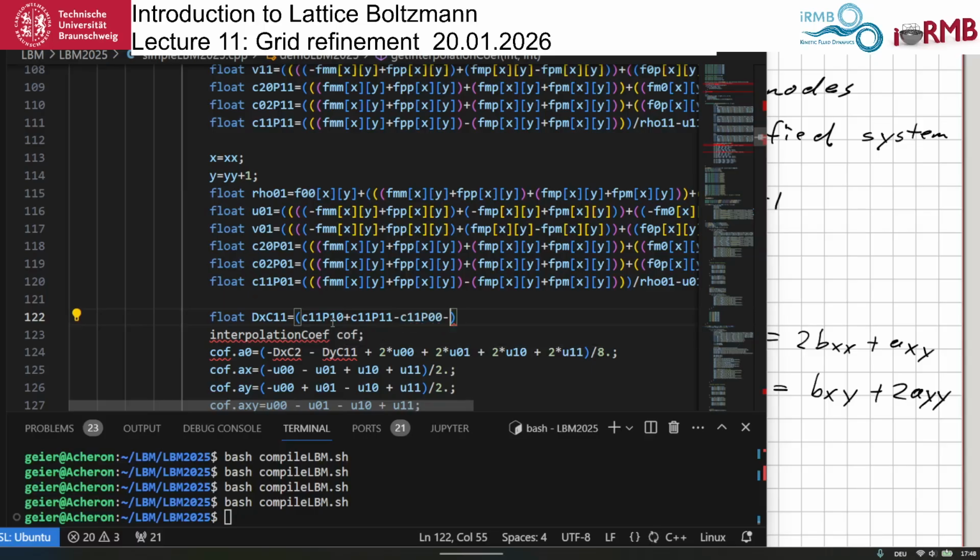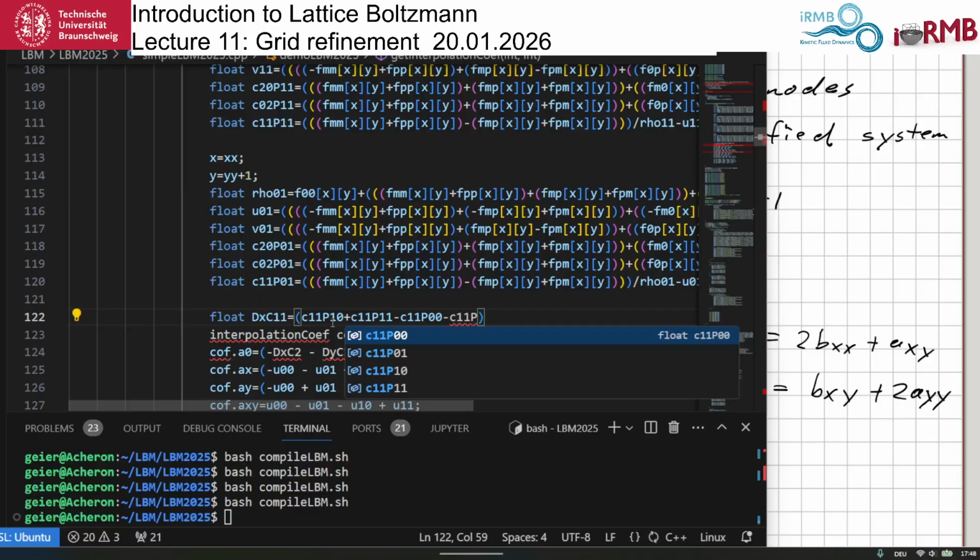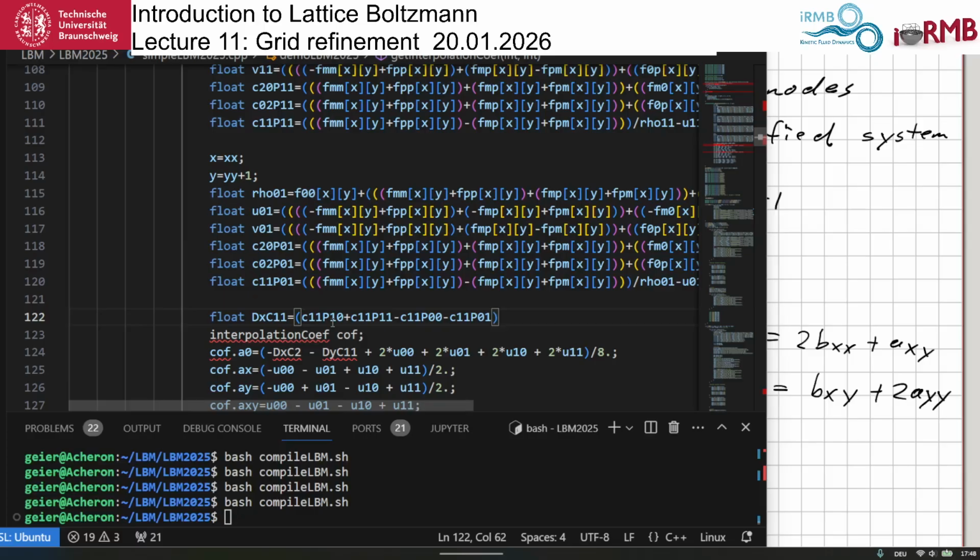C minus C11 P, the one on the right, 0, 1. Okay. Now, there are several things to do. Now we have to multiply this with minus 3 times omega. And then there is something else.